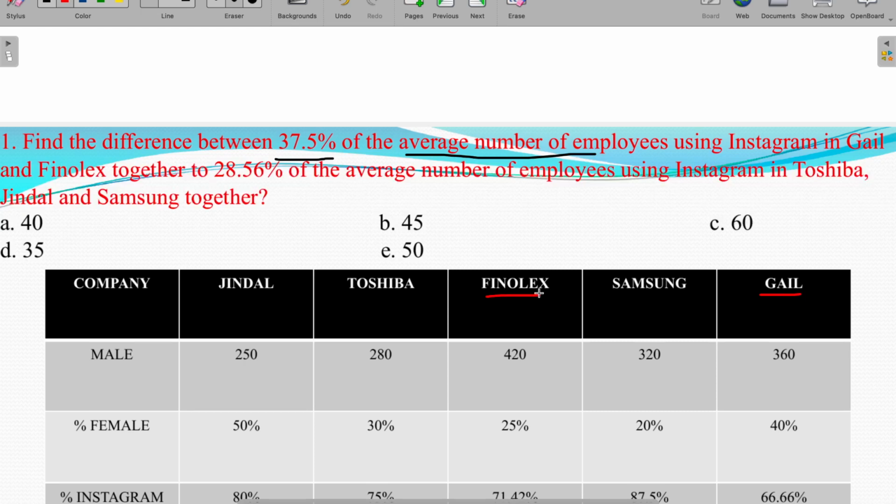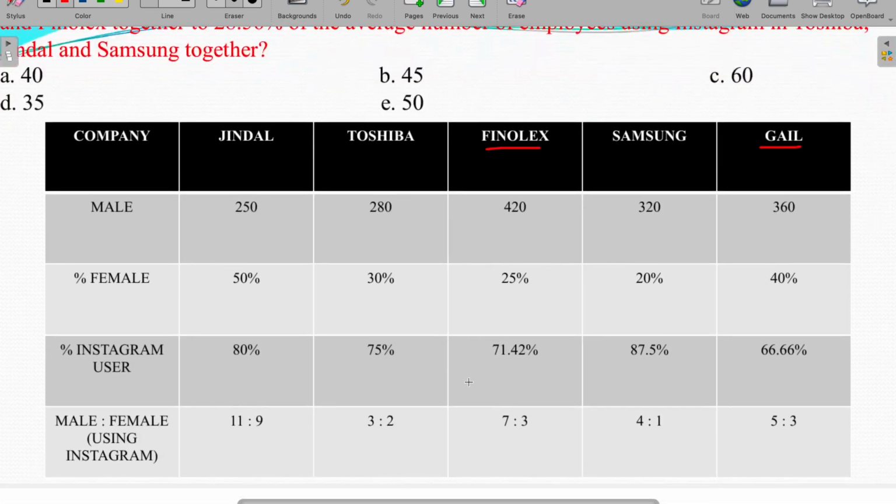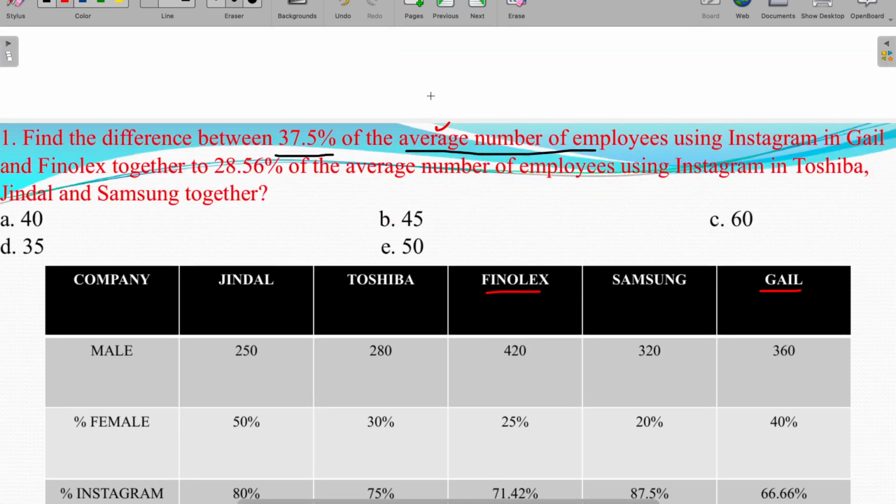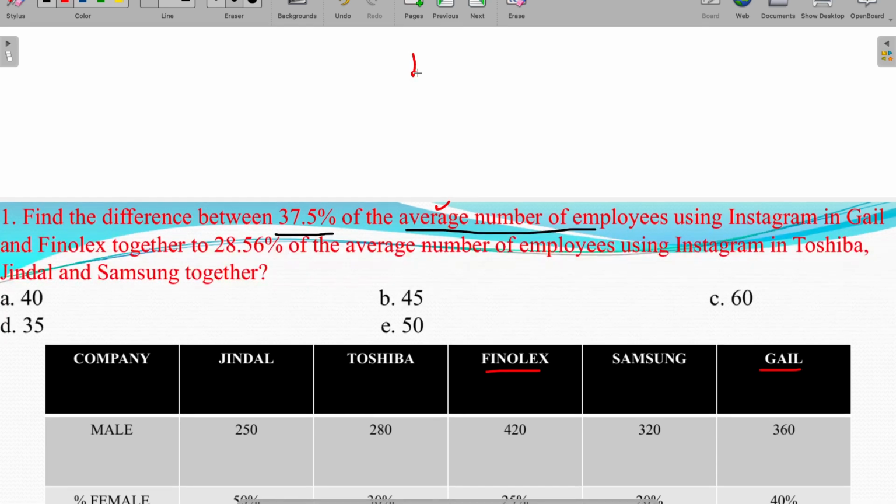In Phoenix, how many members are using Instagram? Out of that, I will take the average first. So we know Instagram users, this data we already have: 350 here, 400 members, even here 400 members, total 800 members are using. Out of 800 I will take the average of the two departments, which means 400 is the total average of Instagram users in Phoenix and Gale. I want 37.5 percentage in that. We know 37.5 percentage will be 3 by 8, that will be 150 members. First I will take that.